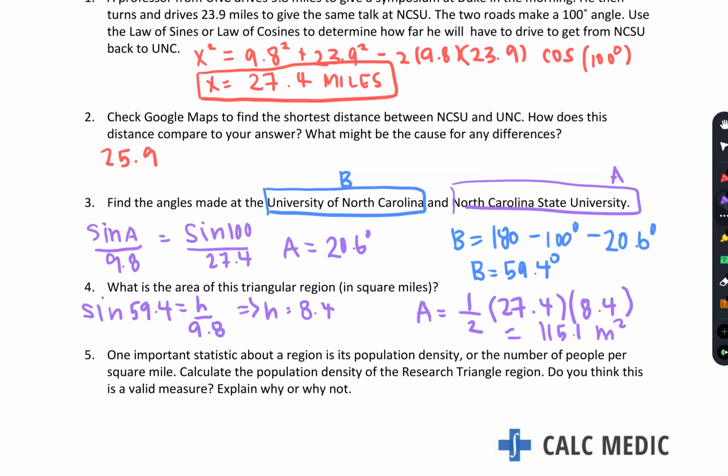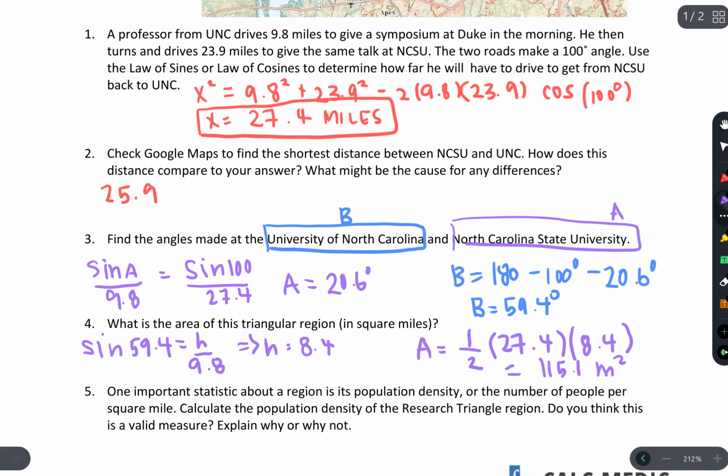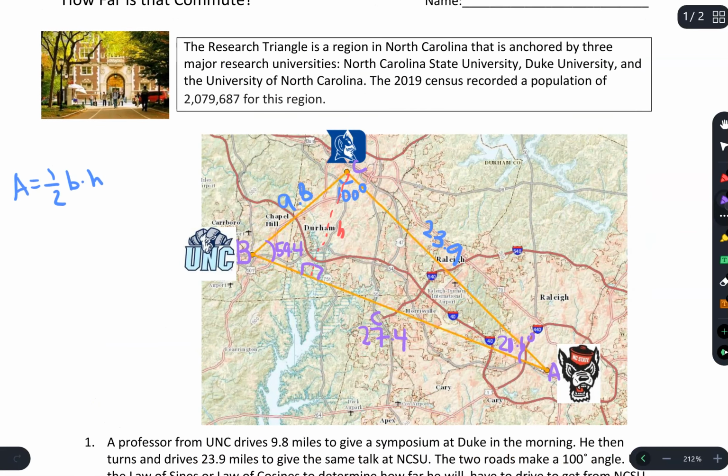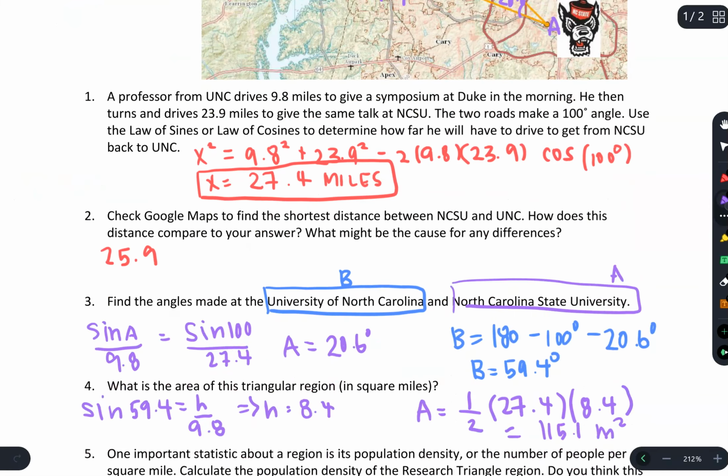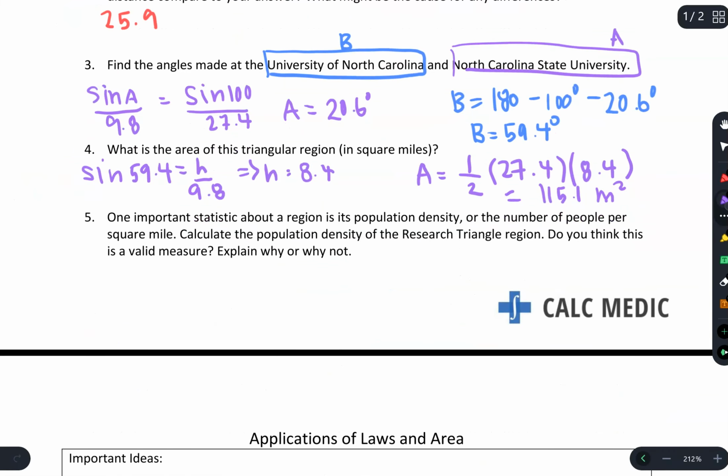Okay, so one important statistic about a region is its population density, or the number of people per square mile. So can I calculate the population density of this research triangle? Okay, what would I do? Perfect. So I'm going to take the amount of people, which in 2019 we had roughly 2 million, right? I'm going to take that 2 million and divide it by 115.